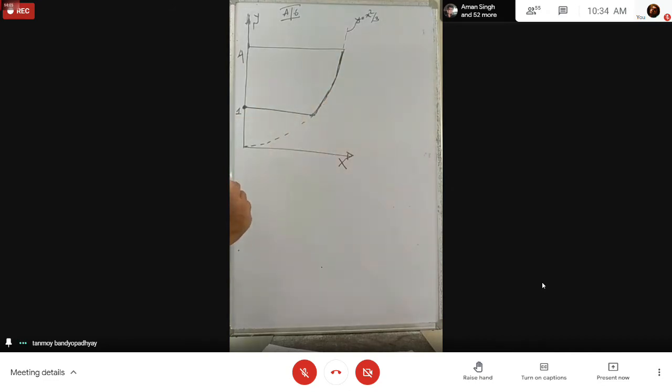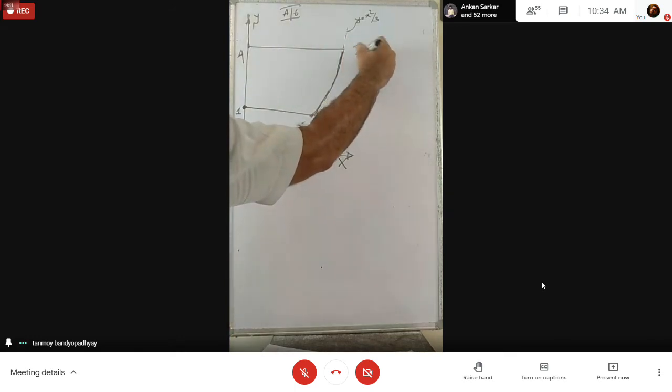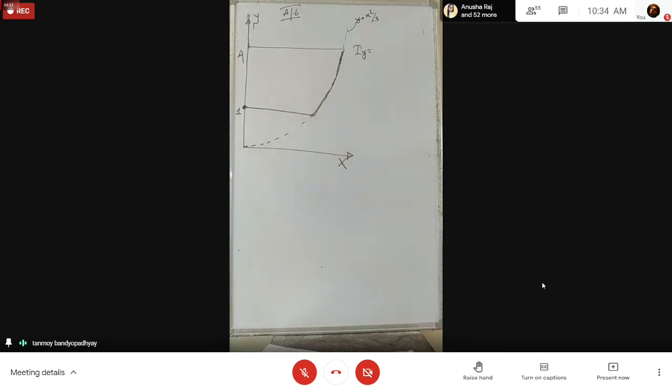So what does it ask us to calculate here? So we have to calculate IY. So how will we do it, just give me some idea. We had done this sort of problem in the last class. What kind of element should we take, horizontal or vertical? If we take vertical, the curves will become parts, okay?